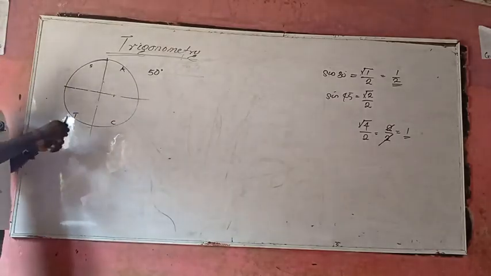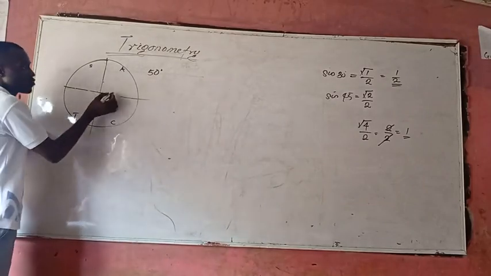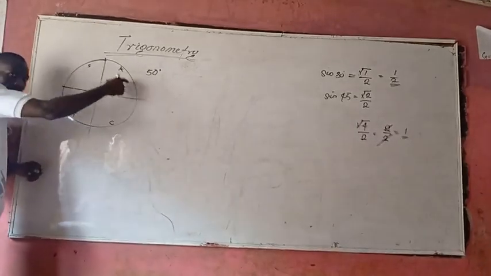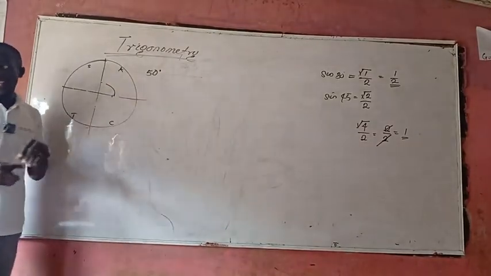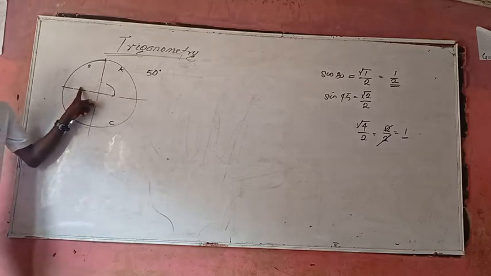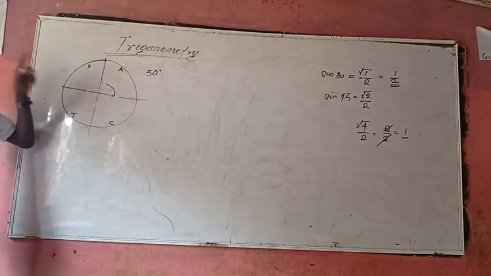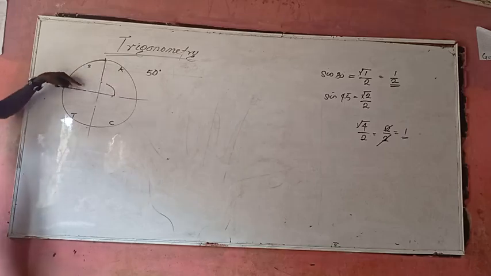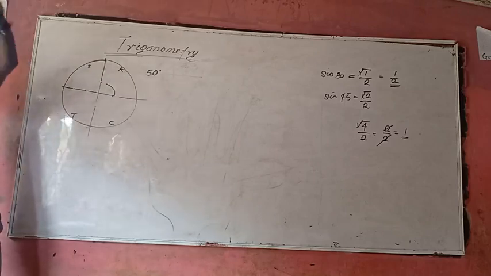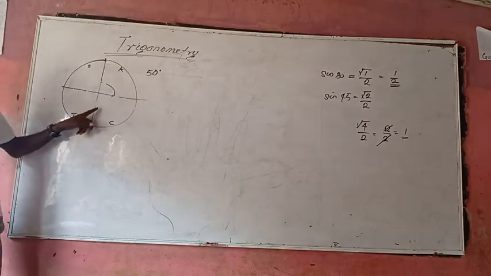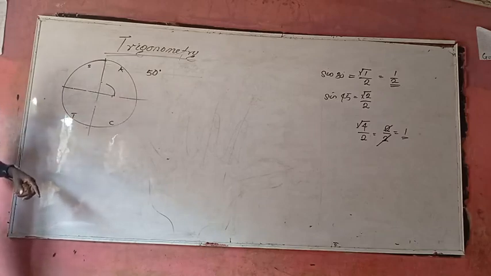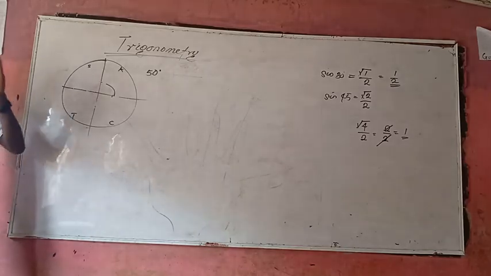Listen. Any angle that is less than 90 will lie where? In the first quadrant. Any angle that is greater than 90 but less than 180 will lie where? Second quadrant. Any angle that is greater than 180 but less than 270 will lie where? Third quadrant. Any angle that is greater than 270 but less than 360 will be what? Fourth quadrant. Is it clear?